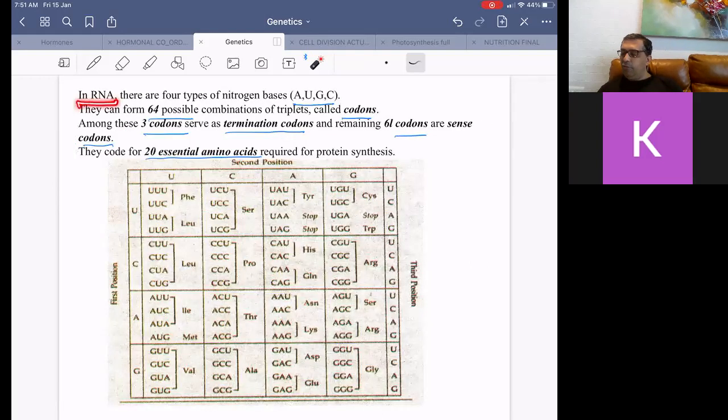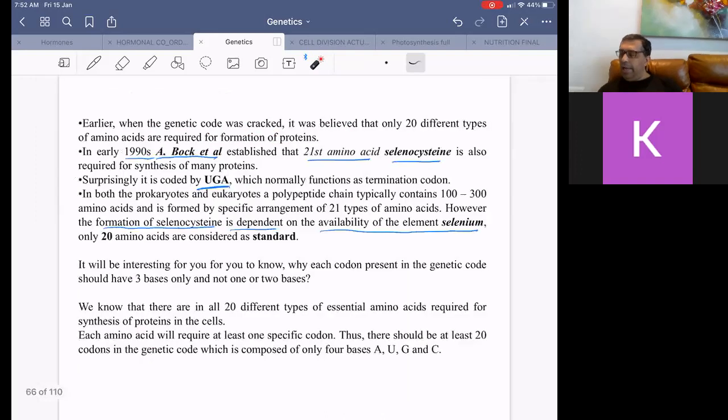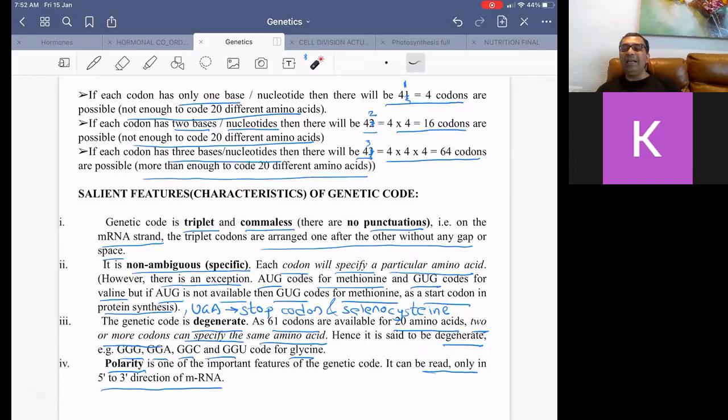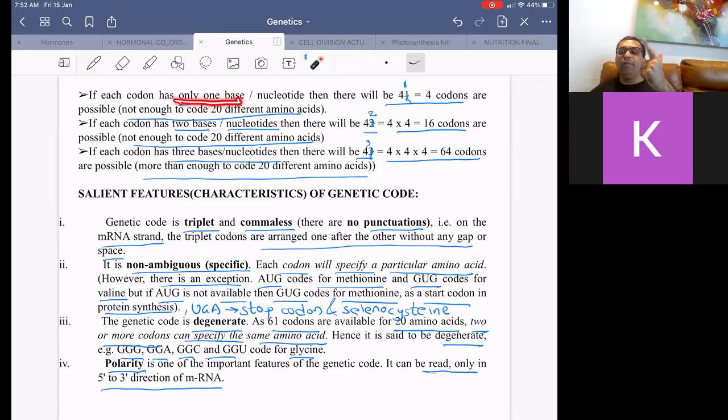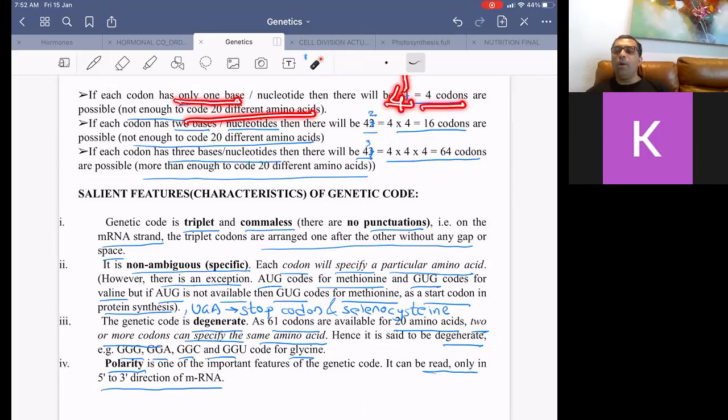In the RNA, there are 4 types of nitrogen bases, AUGC, and 64 possible combinations of triplets called codons are possible. So first we have to think whether a codon is a singlet, doublet, triplet or quadruplet. If a codon had only one base, means every codon was only one nitrogen base, then the number of codons would be 4 raised to 1. That means only 4 codons which cannot code for 20 amino acids. So a codon cannot be singlet.